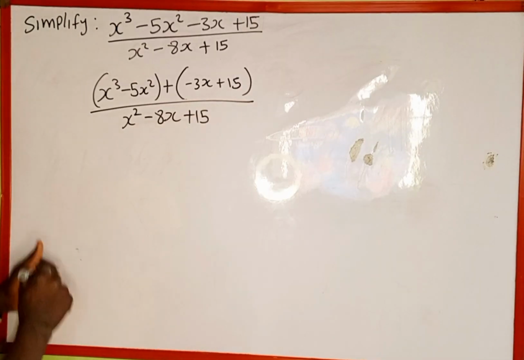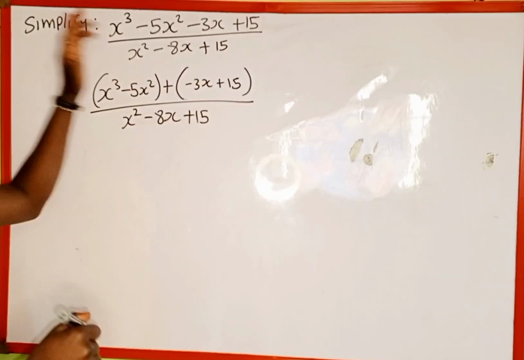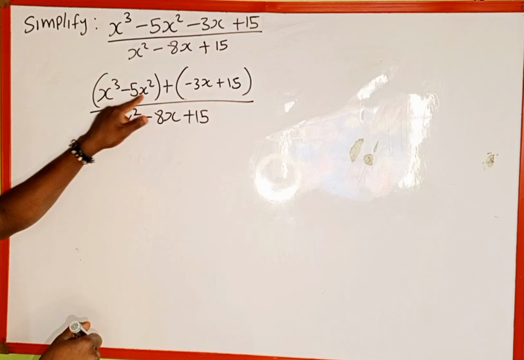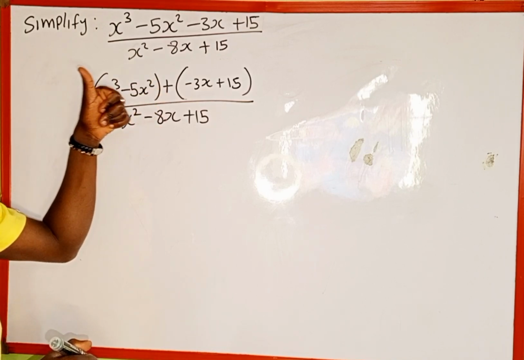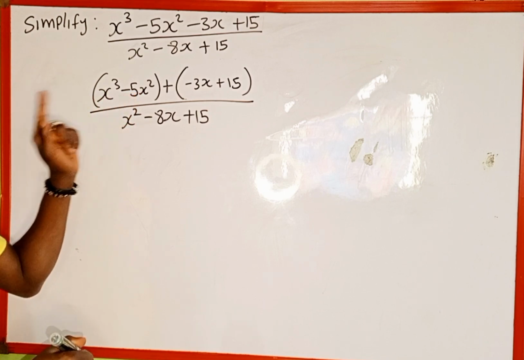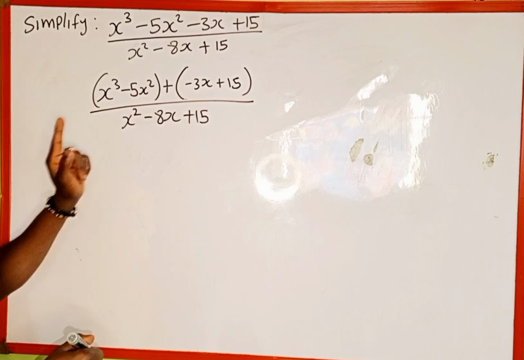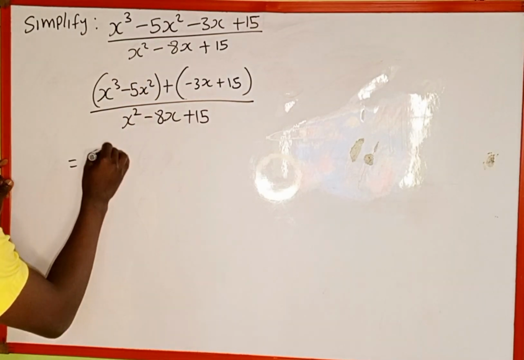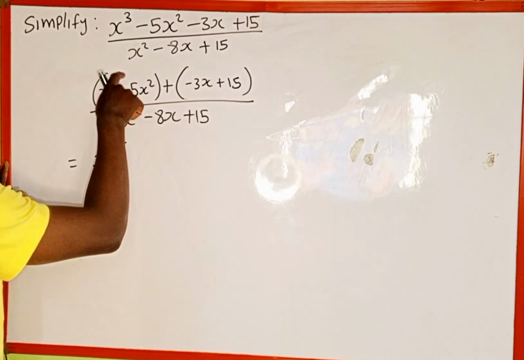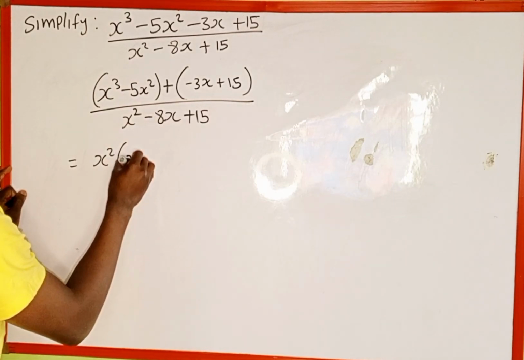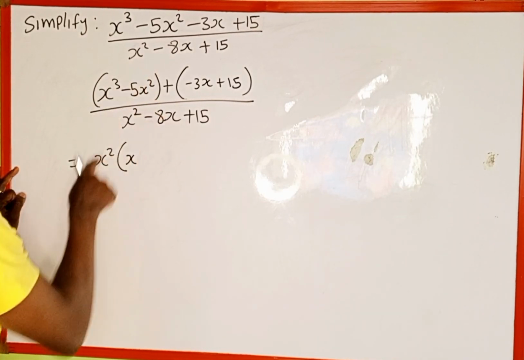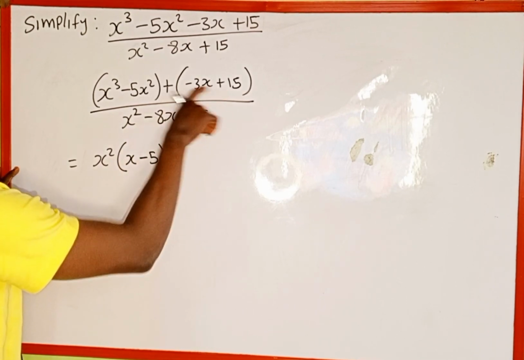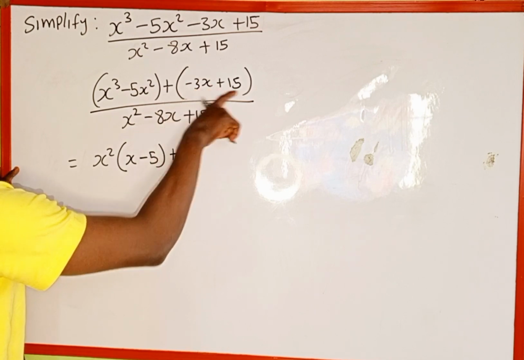So the next thing we're going to do, we have grouped the terms into two. We're going to factorize. We check this first bracket. What is common here? We have x^3, x^2. So we're going to factor out x, but when we are factoring x, we factor out the one that has the least power, which is x^2. So we factor out x^2, then we open bracket. x^3 divided by x^2 will remain x. Then negative 5x^2 divided by x^2 will be negative 5. Then plus, we factor out 3, which is common here, negative 3, then 15.